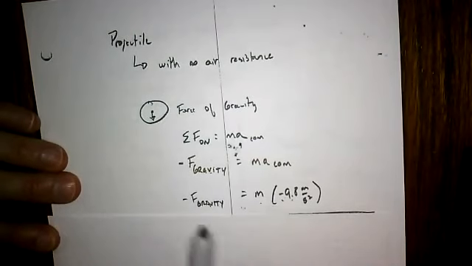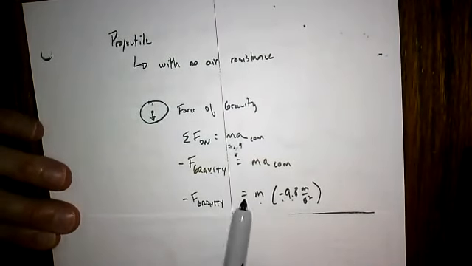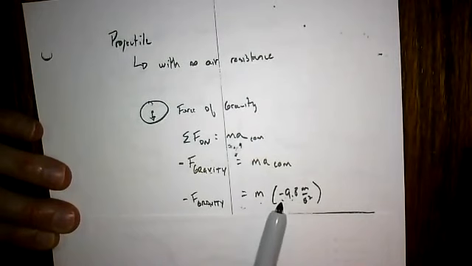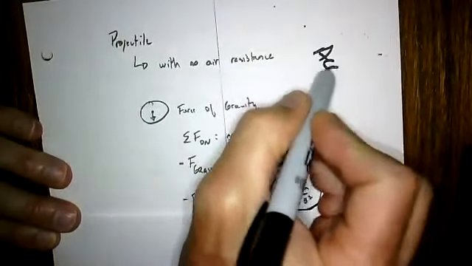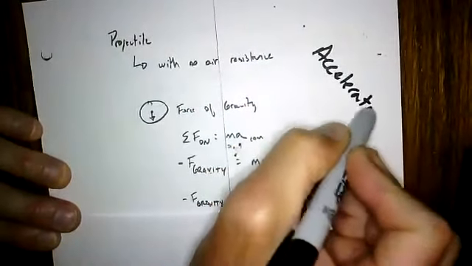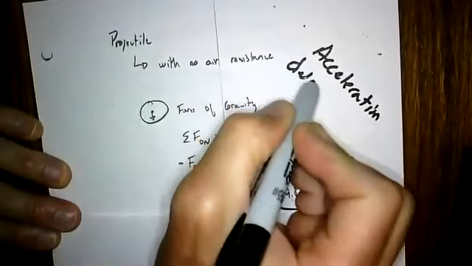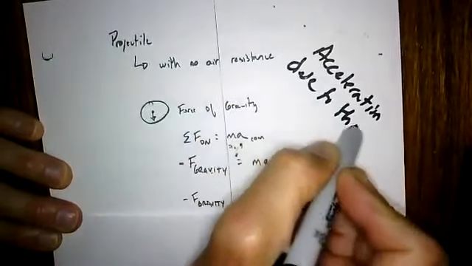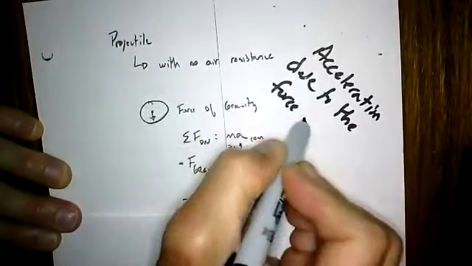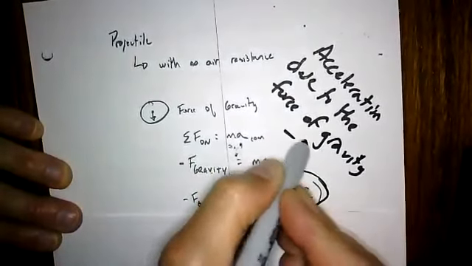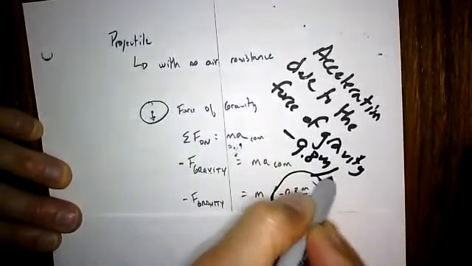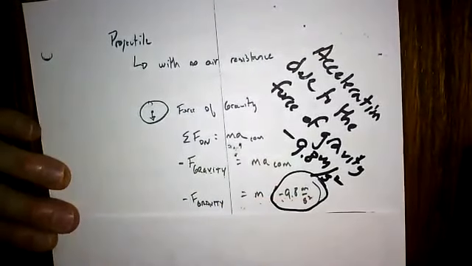And therefore, force of gravity equals mass times negative 9.8 meters per second squared. So this is the acceleration due to the force of gravity, negative 9.8 meters per second squared. It's the acceleration due to the force of gravity.